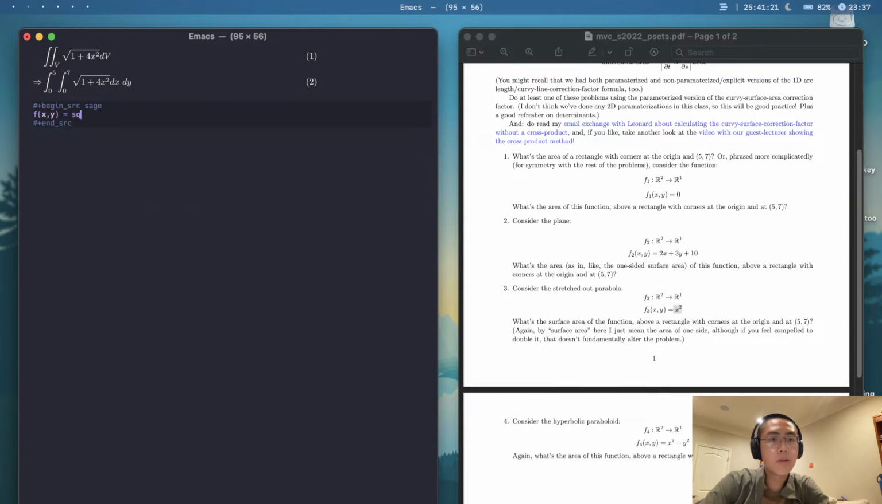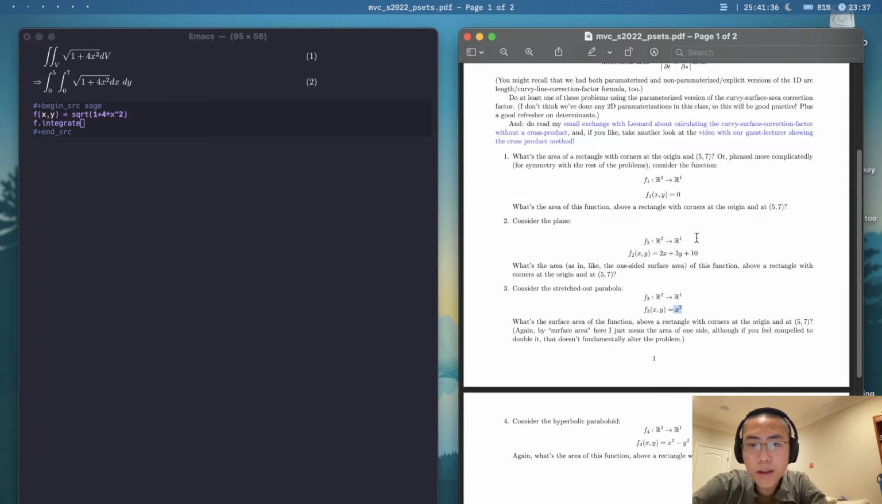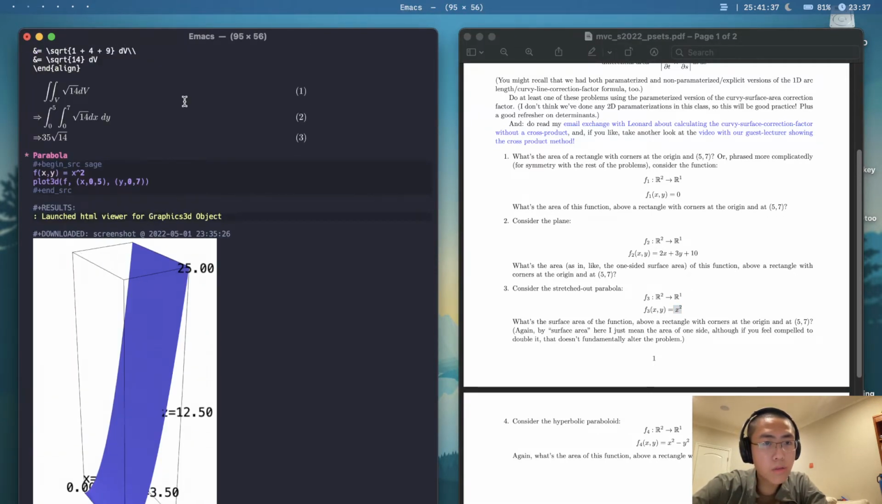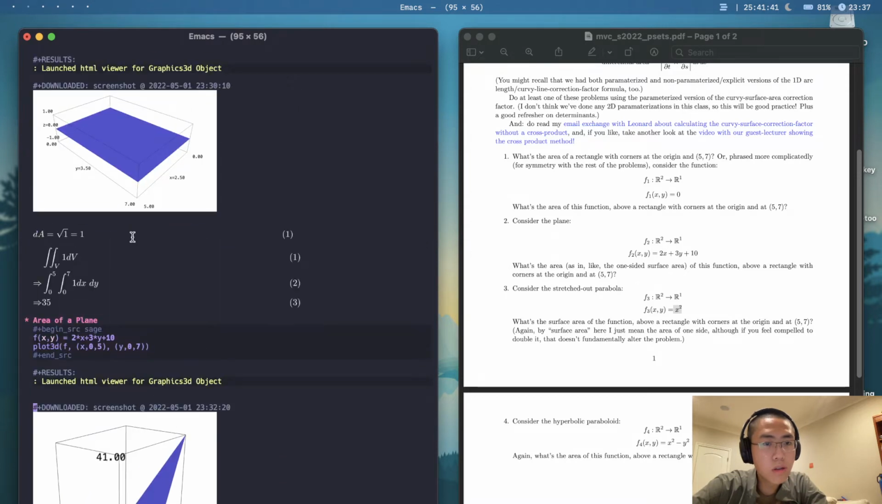So we have the square root of 1 plus 4x squared. And then we want to f dot integrate. This is... did I have the bounds written backwards? Yeah, it's 5 comma 7. Okay, all of these have the bounds written backwards. That's very exciting.